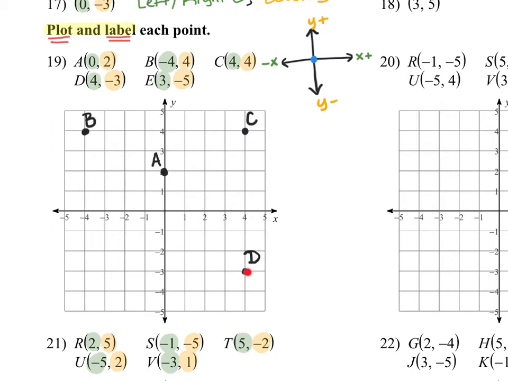And you label that point D. For point E, (3, -5), you start at the origin, go to the right 3 and then down 5, and you plot that point. And you label that point E.